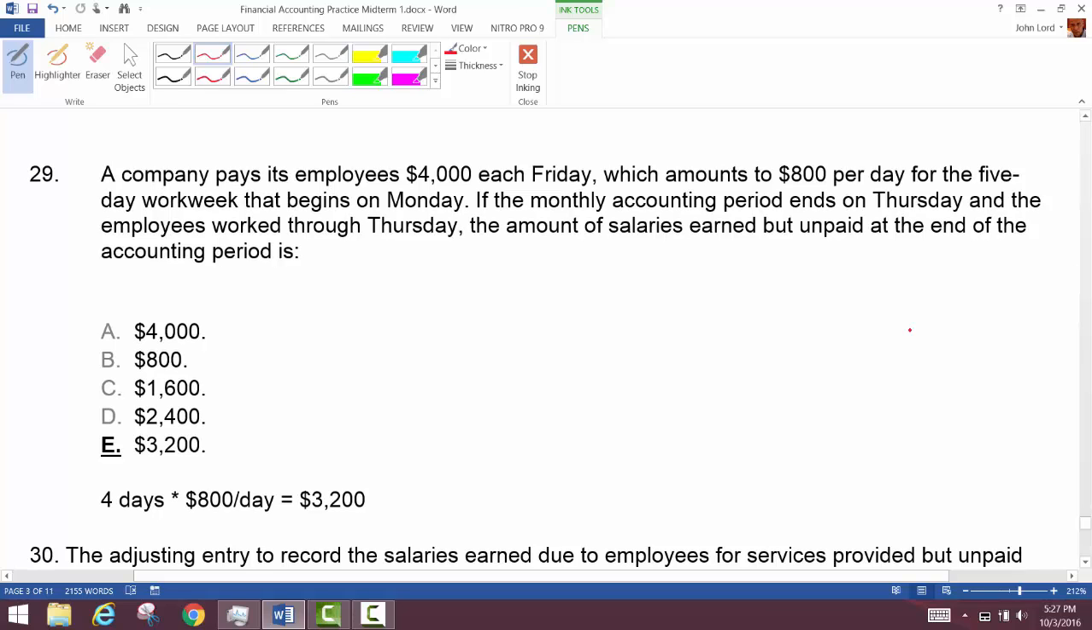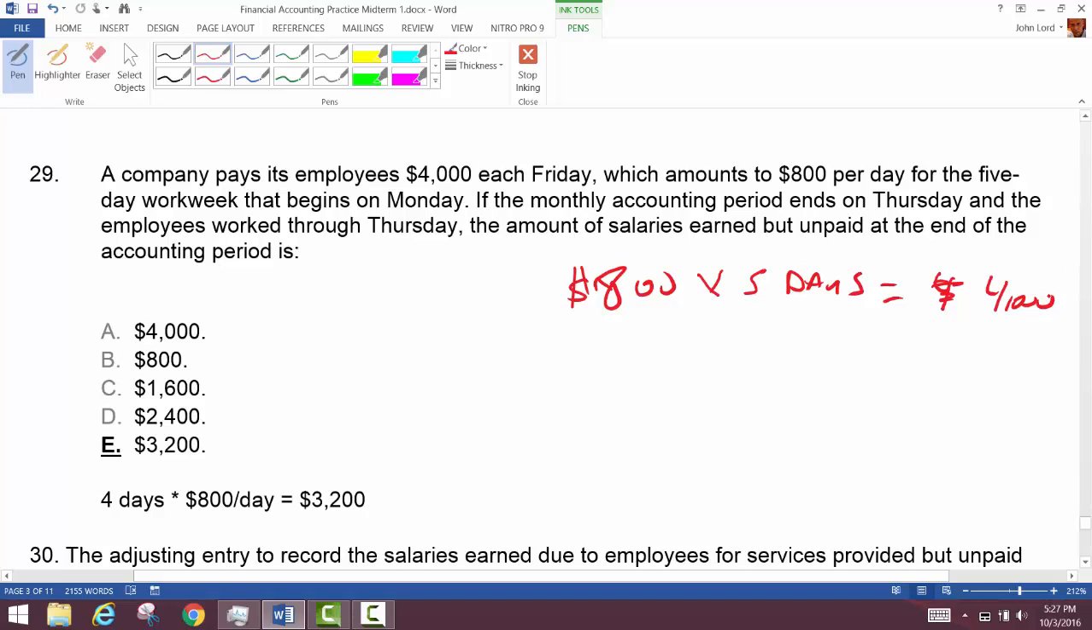A company pays employees $4,000 each Friday, which amounts to $800 per day for a 5-day work week. So what is it? 800 per day for a 5-day work week? That's not bad. So that's what, 4,000? That's 4,000, right? For the 5-day work week? Okay. And that begins on Monday.